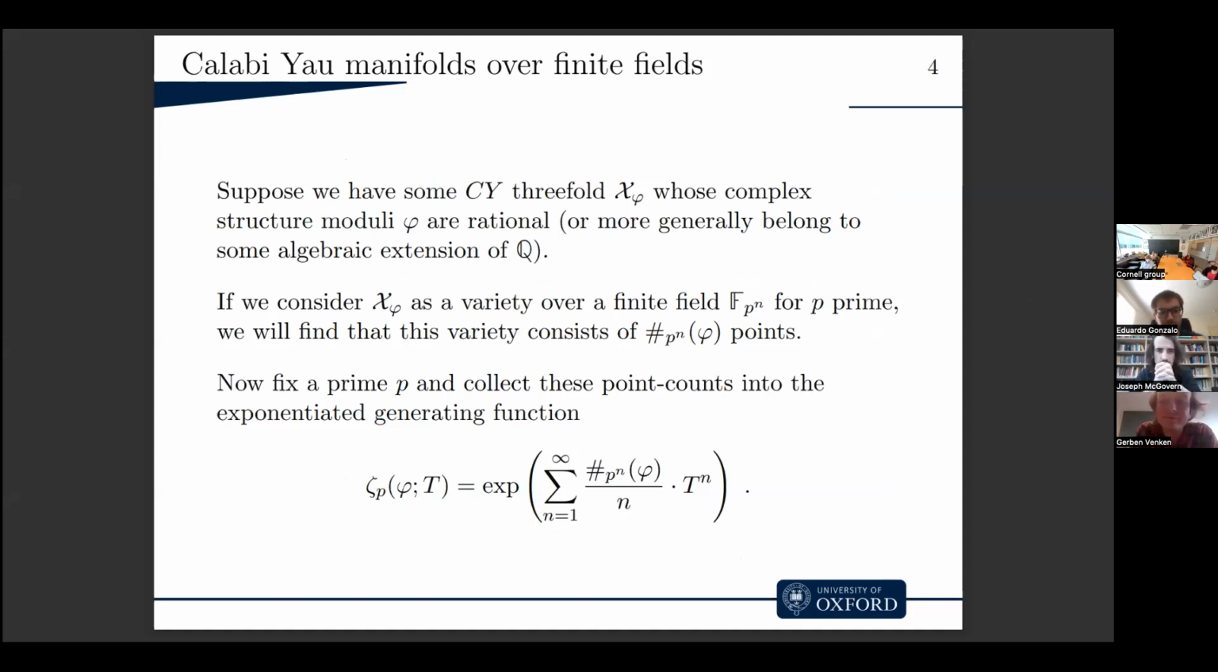Let's say that we have your Calabi-Yau with rational moduli, or moduli that belong to some number field. And if you now look at this over a finite field, then you'll find that it consists of some finite number of points. The finite field depends on the data of some prime. So if you now fix a prime p, and collect all the point counts over the finite fields F_p to the n, you can put them into this function, the zeta function.